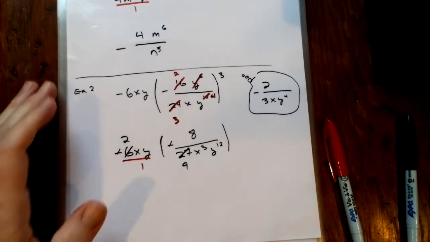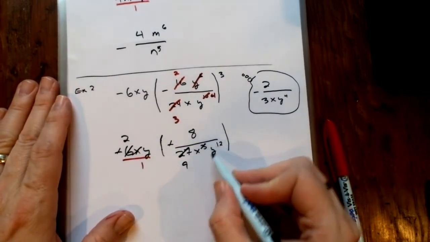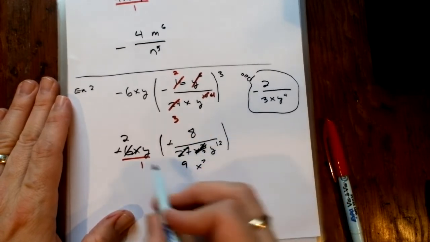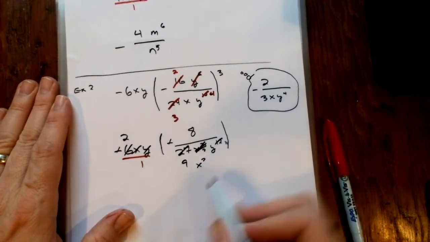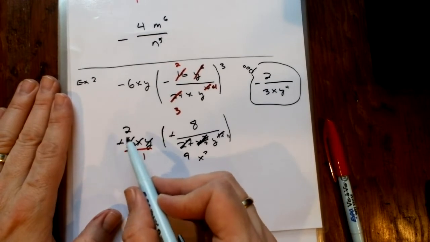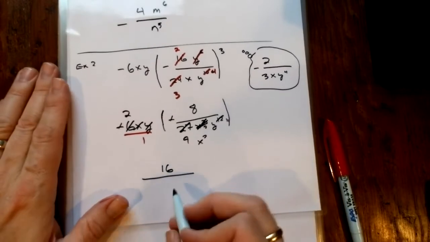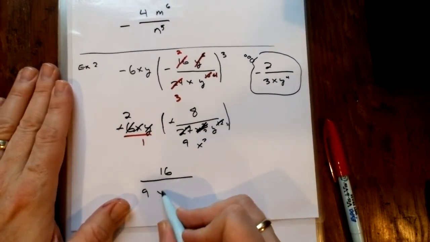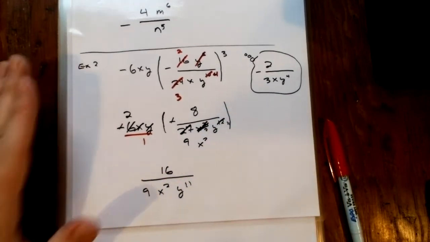For my x's, one of these x's is going to cancel out, so I'll be left with an x squared down here. Actually, it's a little hard to see that, so I'll put that as x squared. And one of my y's will also cancel out. So I'll end up with y to the 11th. So now I'll just multiply straight across, and I'm only left with 2 times 8, so 16 up top. Down below, I've got 9 x squared and y to the 11th.